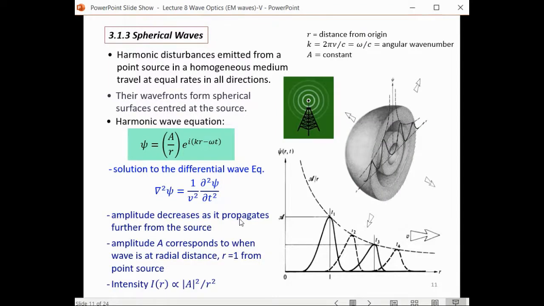Looking at the spherical waves, the amplitude decreases as it propagates further from the source, or you can see over here, the wave decreases in amplitude as it moves further from the source. And the constant A here corresponds to when the wave is at a radial distance equal to 1 from the point source. And the intensity of this wave is proportional to the square of this expression here.